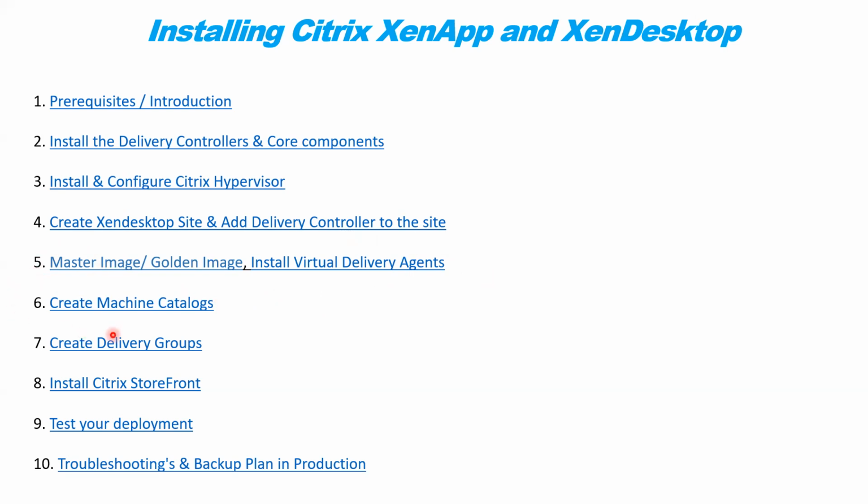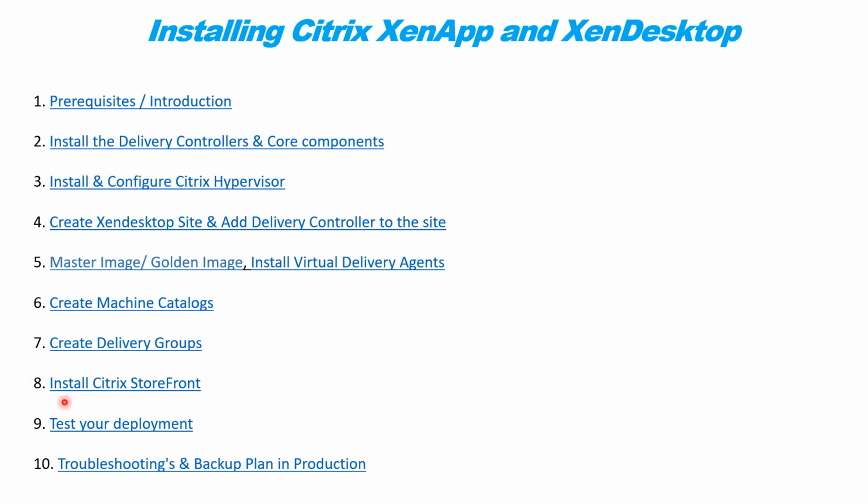In the sixth one, we will learn what machine catalogs are. When it comes to Citrix, machine catalogs are basically a collection of virtual machines. And in the next one, we will learn how to configure the delivery group. With the help of delivery groups, you will publish the application and desktop to the end users.